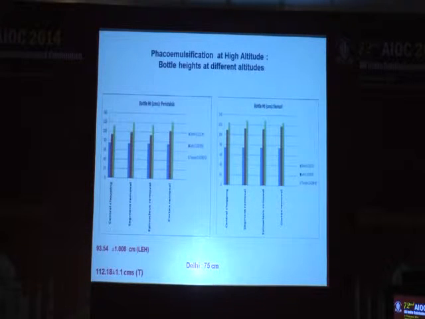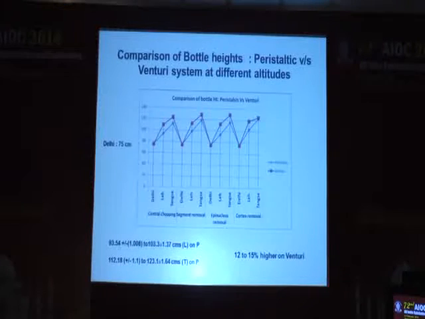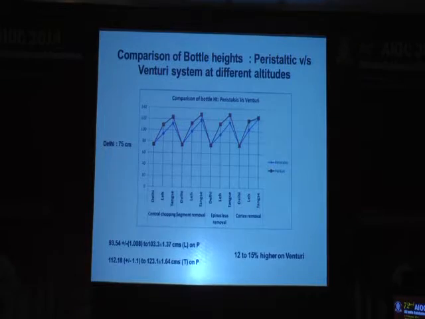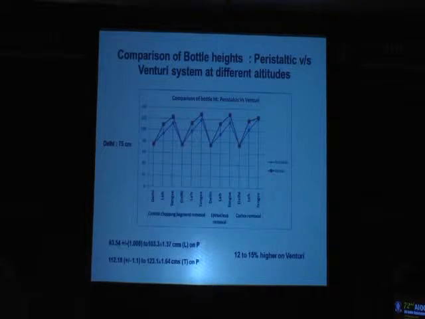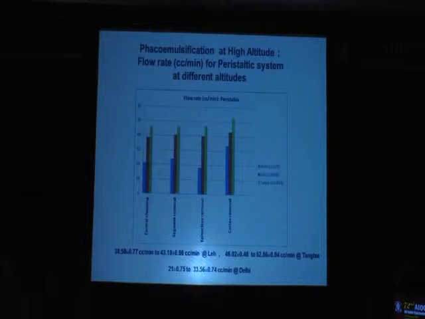These are the results on the bottle heights at different altitudes. So we have the comparison, and if you can go through here, in Delhi we had a static height of around 75 centimeters, whereas for the various stages for the peristaltic pump, in Leh it was 93.54 to 103, whereas for Tangtse it was a further 15 to 20% higher, and for the venturi it definitely required more than what was done for the peristaltic system.